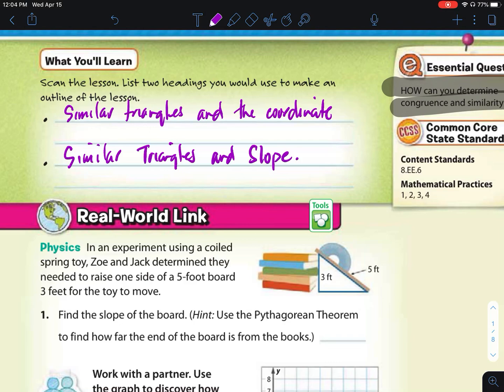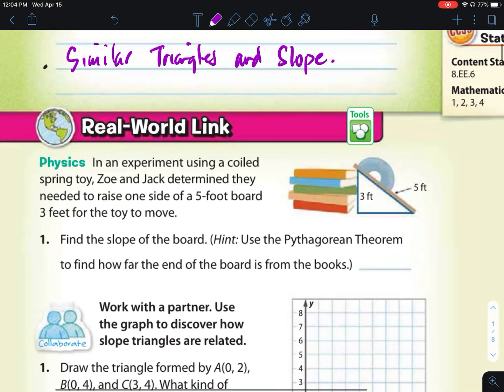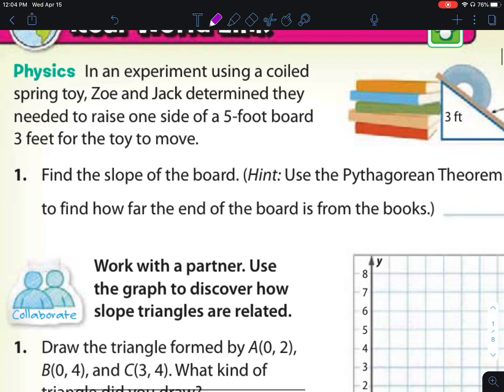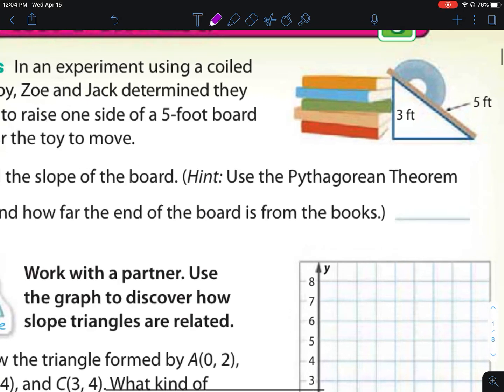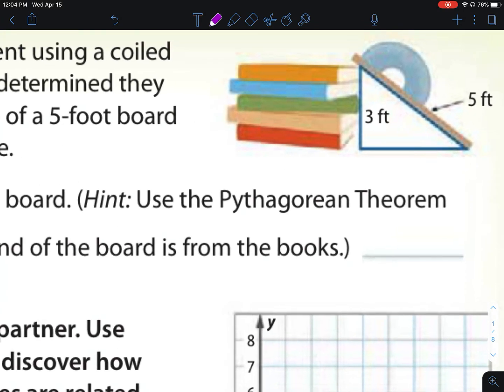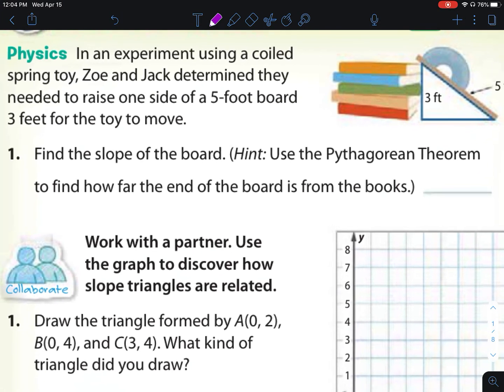Okay, so let's take a look at the real world link. In an experiment using a coiled spring toy, Zoe and Jack determined they needed to raise one side of a 5-foot board 3 feet for the toy to move. So this is the illustration: one side of the 5 feet board, and you have 3 feet as the height of the board.